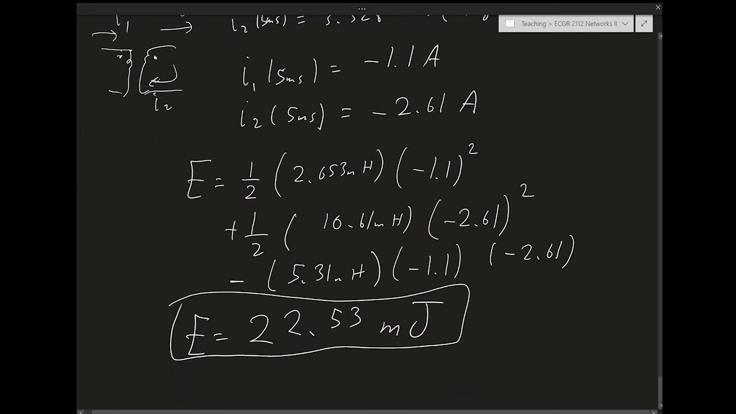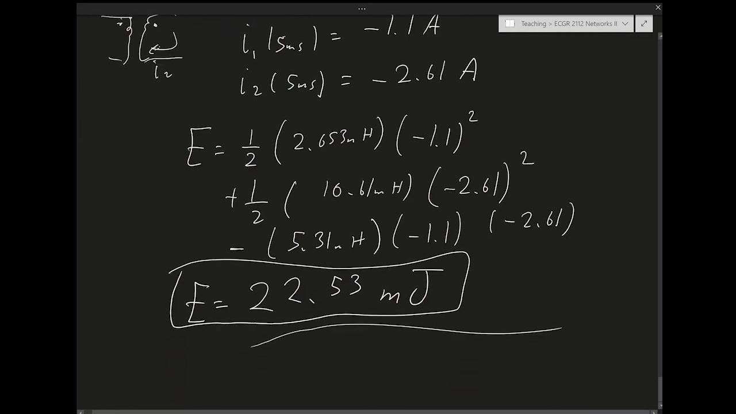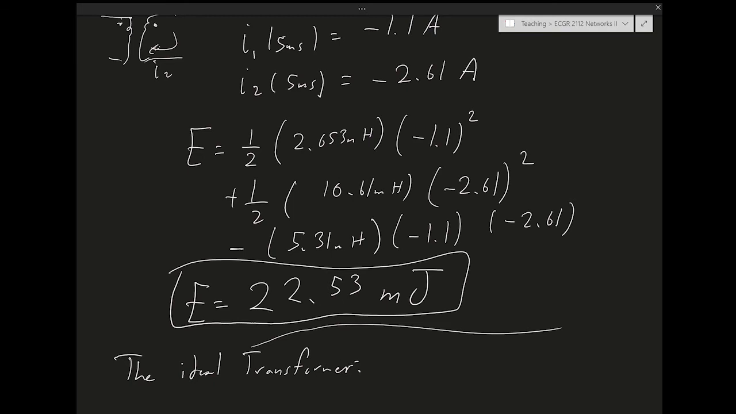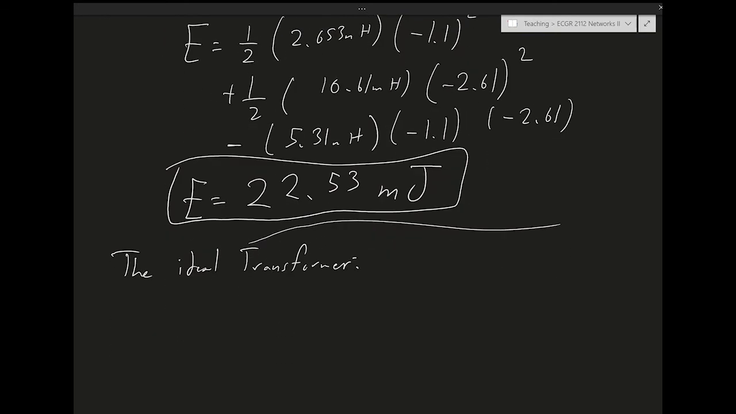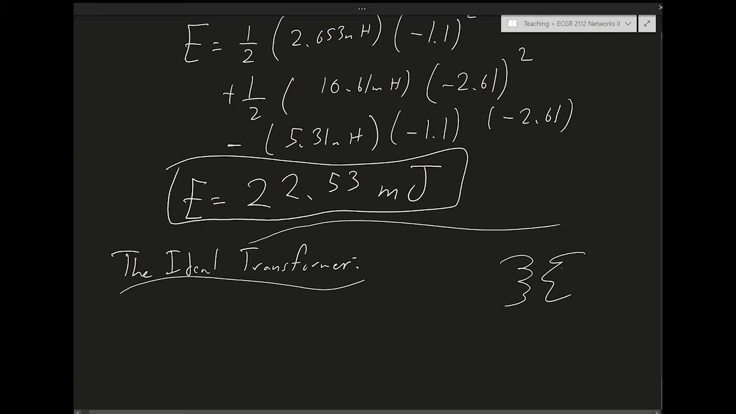Right? That's the example. Next, we will start talking about the ideal transformer, which is the last topic in this chapter. All right. So let's talk about the special case of the ideal transformer. Right. So the ideal transformer is an example of a coupled circuit. So it's just coupling between two coils, right?